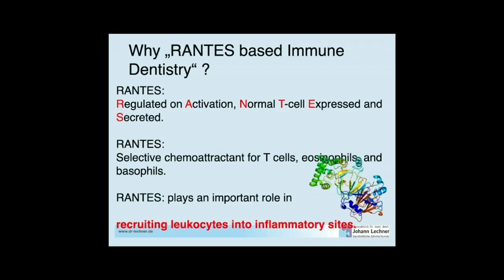Why do we love to call this RANTES-based immune dentistry? Now, you know, RANTES is the abbreviation of regulated on activation, normal T cell expressed and secreted. The T is from T cells. That means RANTES is closely connected to our immune system, to the T cells, because T cells are the pivot of our immune system. What is RANTES for? RANTES is a selective chemoattractant for T cells, eosinophils, and basophils. So RANTES plays an important role in recruiting leukocytes into inflammatory sites. Simply, this means that everywhere, in each organ, in each cellular system, where you have a high RANTES induction, this organ is close to developing inflammation.